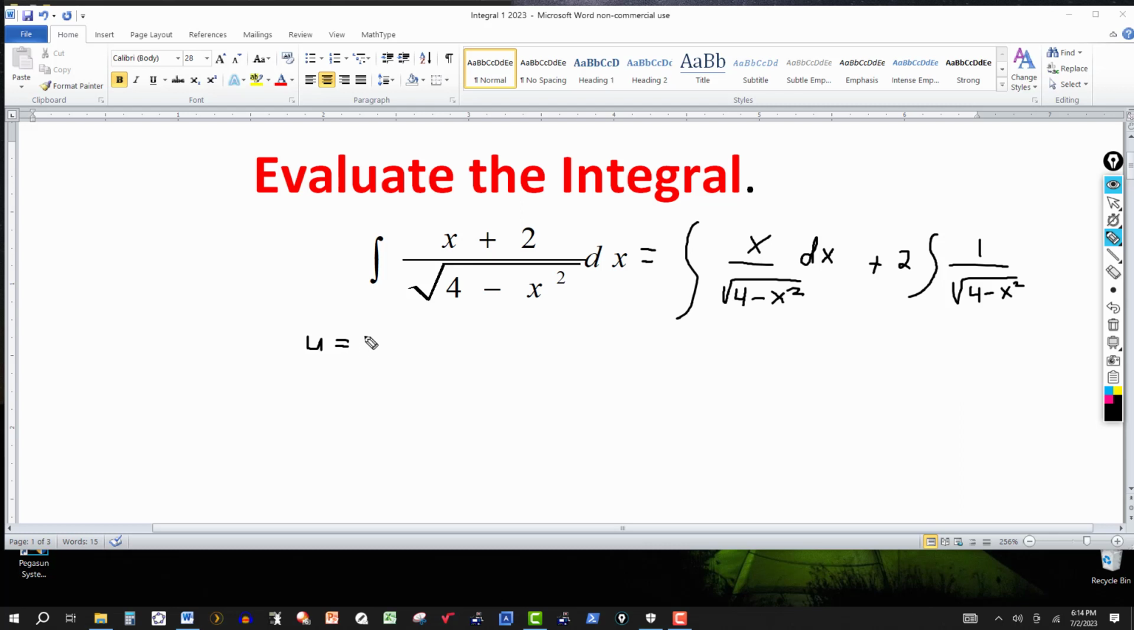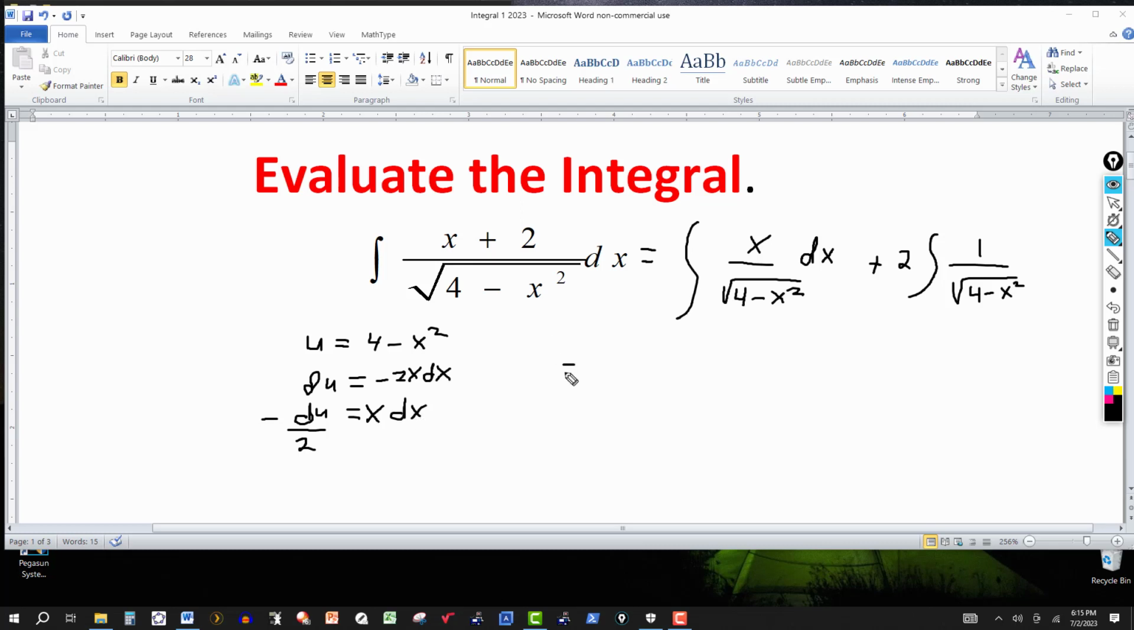So I'll let u equal 4 minus x squared. Then du would equal the derivative of 4 minus x squared, and the derivative of 4 is 0, so it's going to be minus 2x dx. Dividing both sides by negative 2, I have du over negative 2, I'll put the minus out in front here, is equal to x dx.